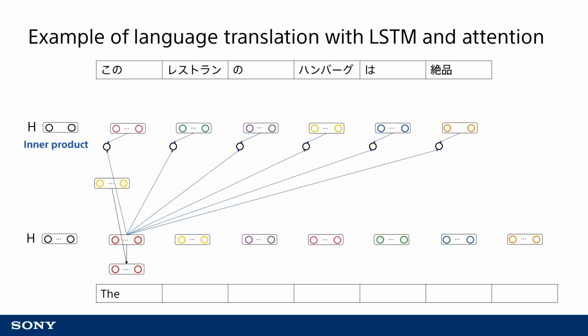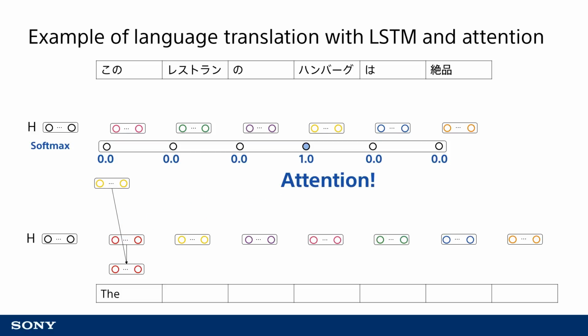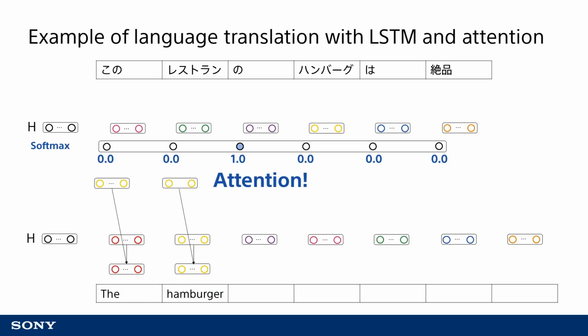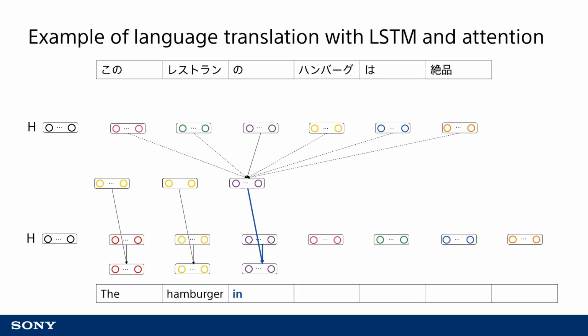The next word is determined by calculating the inner product of the output LSTM for the previous time step and the features at each time step of input and then obtaining the softmax value. In this case, this is still the word hamburger. A weighted sum operation is performed on the feature vector using the softmax weight, and then this is concatenated with the LSTM output to output the next word. This process repeats until the entire sentence is output.